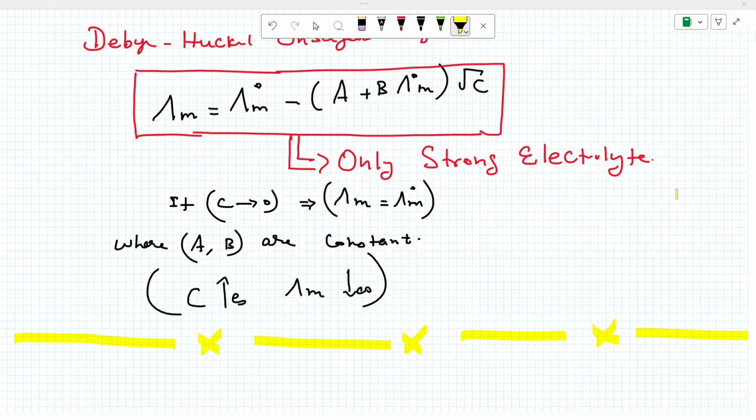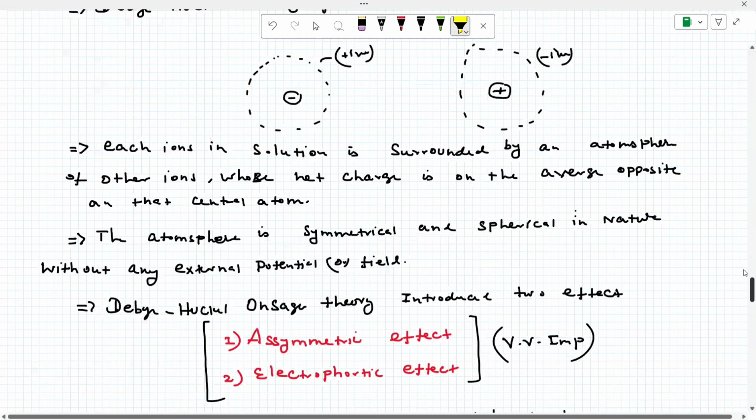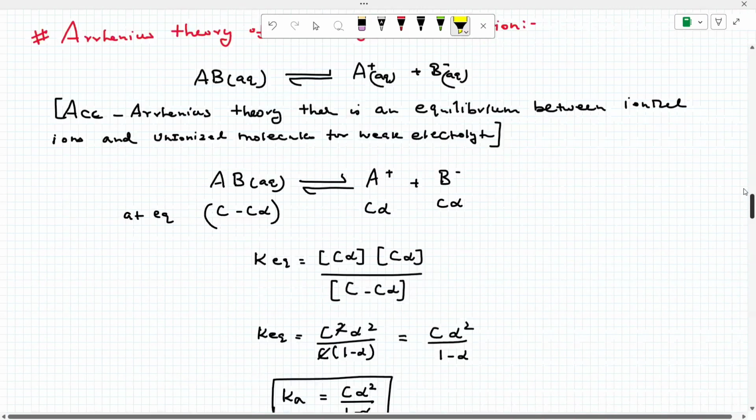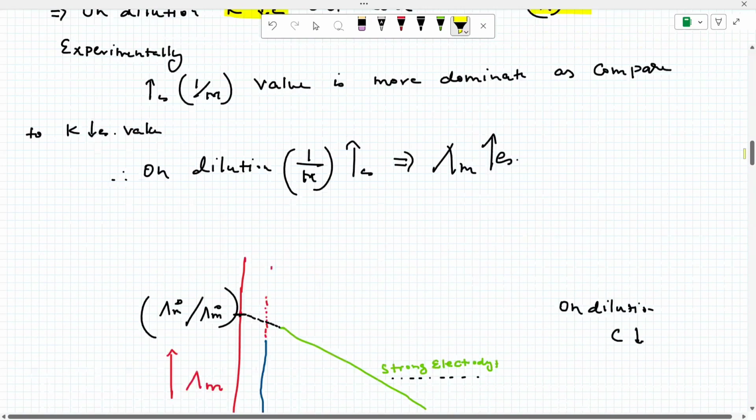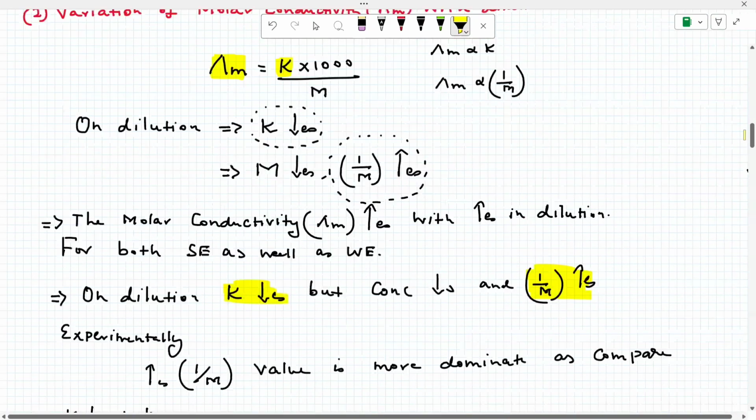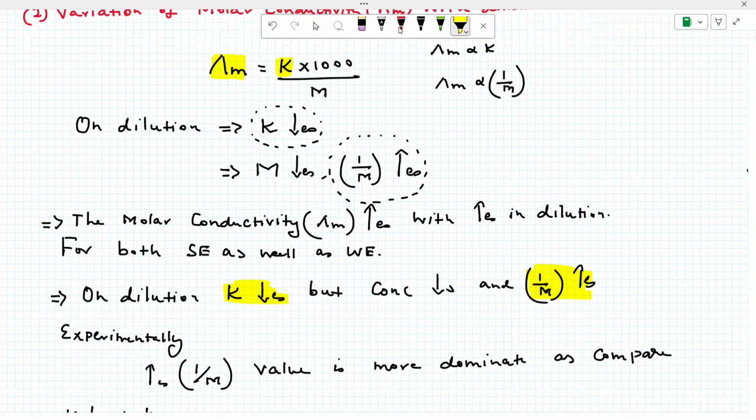Any doubts? Sir, variation of molar conductance with dilution, and you said K decreases on dilution. Can you explain that concept one more time, sir? Okay. Yes. On dilution, we know conductivity decreases. At the same time, concentration also decreases, right?